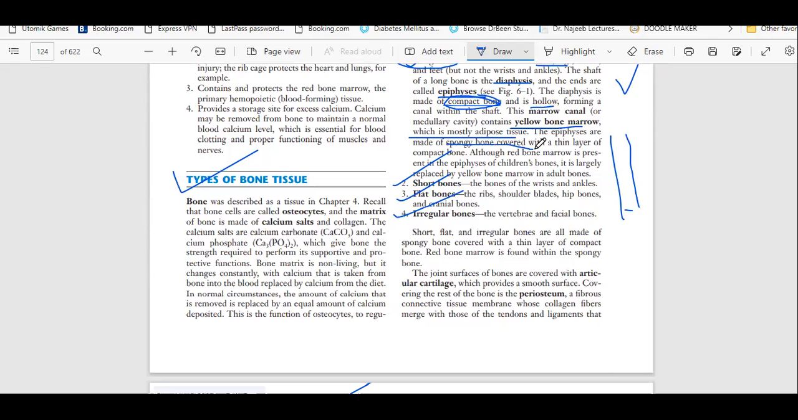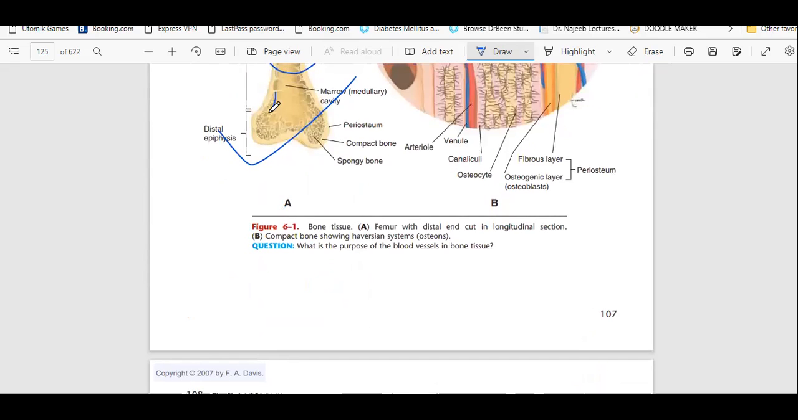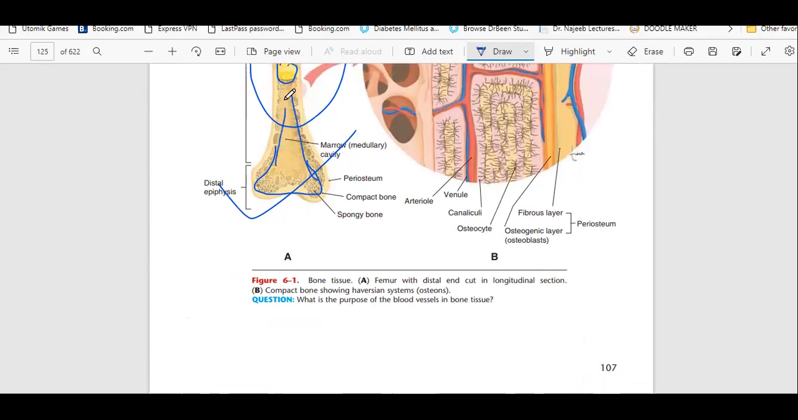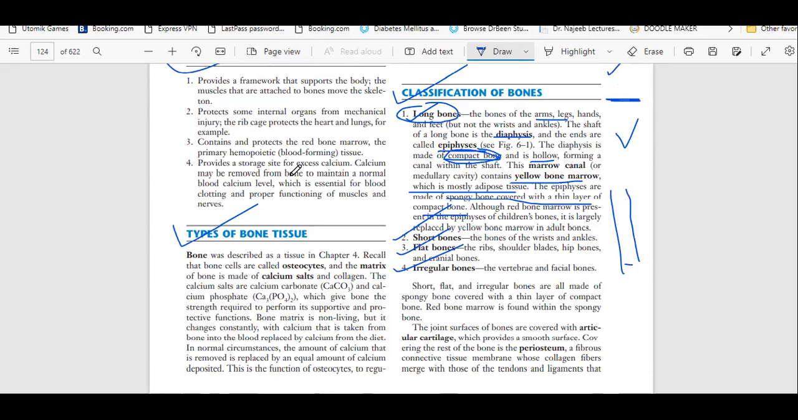Epiphysis is made up of spongy bone covered with a layer of compact bone. In the covering you have compact bone, and this is the spongy bone. This is the compact bone. So mostly it is covered with spongy bone. The epiphyses have compact bone and spongy bone, but spongy bone is more than compact bone.